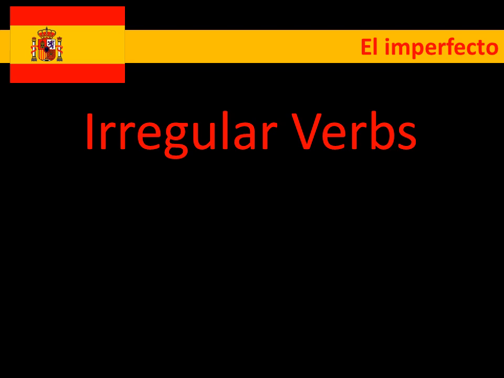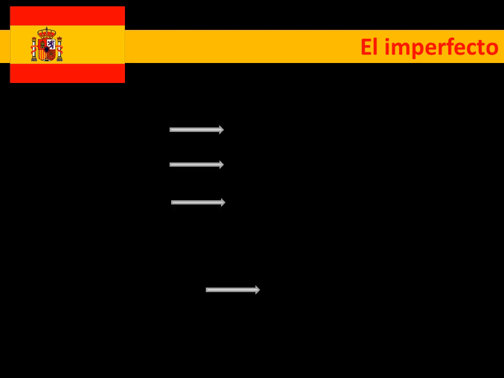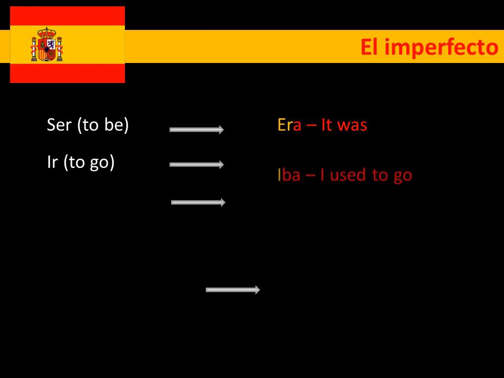There are, as ever, some irregular verbs, but not as many as some other tenses. Okay, so there are only 3 irregular verbs in the imperfect. Let's have a look at them. First one is ser. It is the most important verb in the whole of the past tense. To be able to say era, it was. Next up is ir, to go, and we say iba. For example, I used to go.